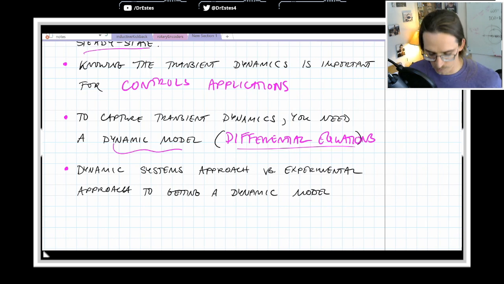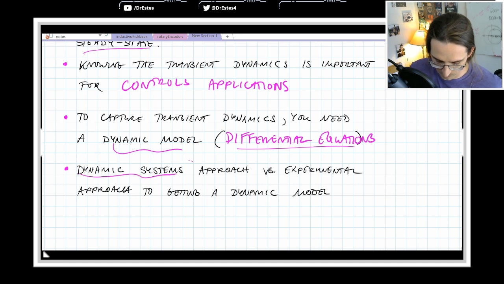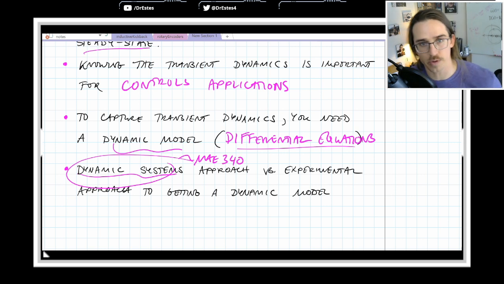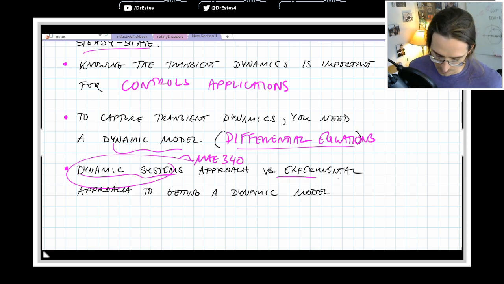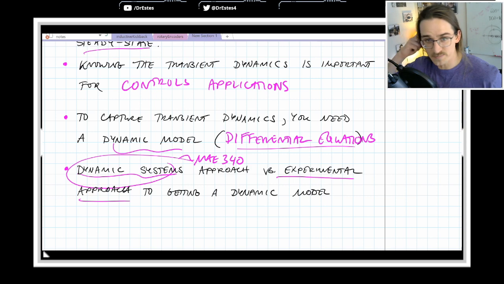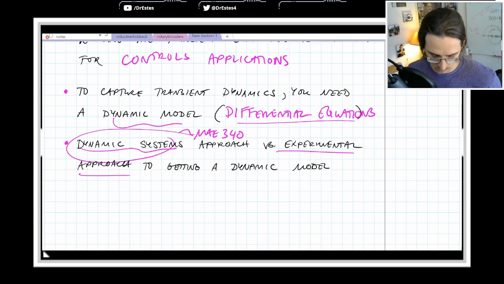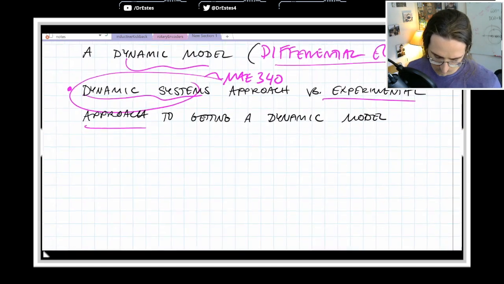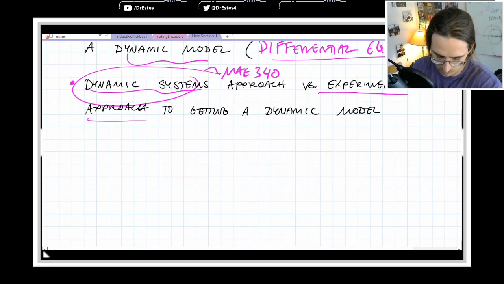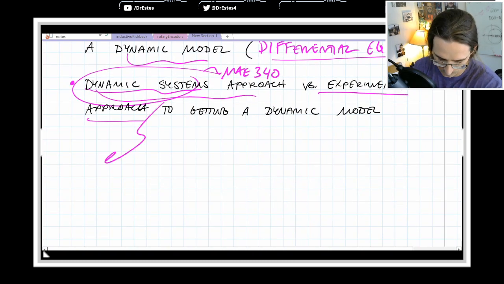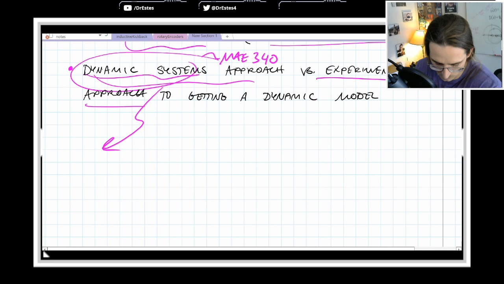All right, so you need to have a dynamic model, which is a differential equation. I want to contrast our dynamic systems approach, what we learn in our MAE 340 class, versus the experimental approach that I'm going to talk about today. So this dynamic systems approach, and now we're going to go off the map here, is using physics or first principles.